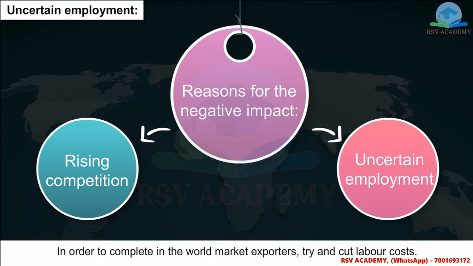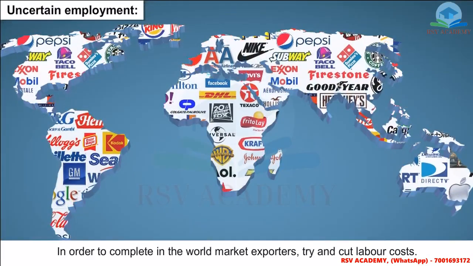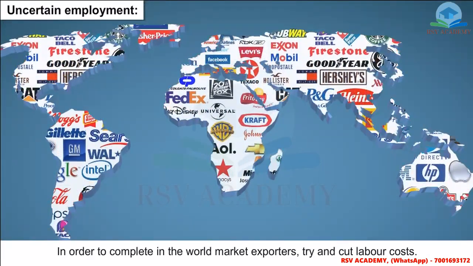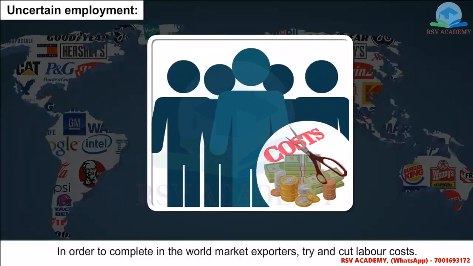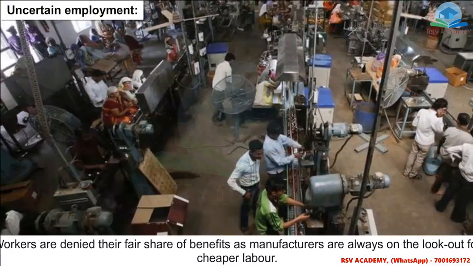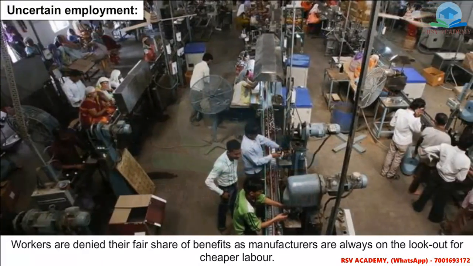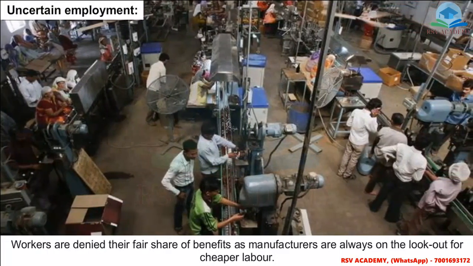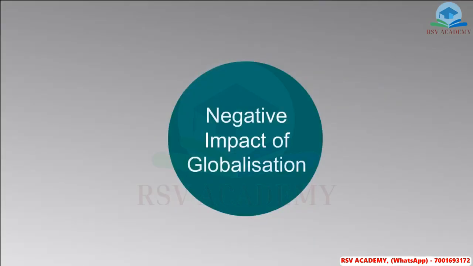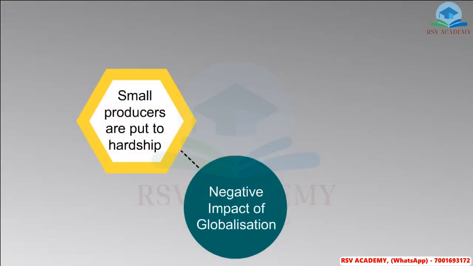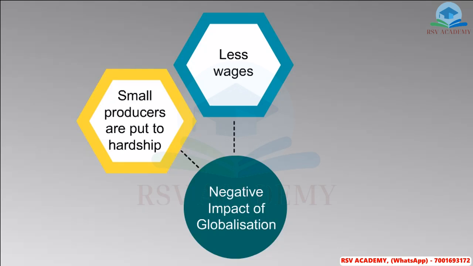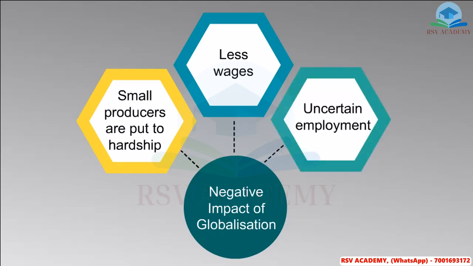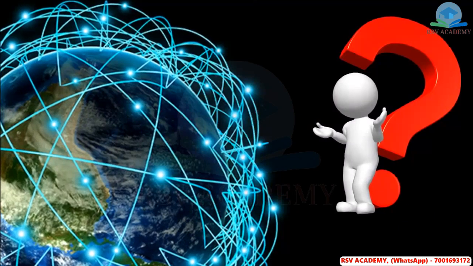Uncertain employment. In order to compete in the world market, exporters try and cut labor costs. Workers are denied their fair share of benefits as manufacturers are always on the lookout for cheap labor. Negative impact of globalization. Small producers are put to hardship. Less wages. Uncertain employment. What is globalization?